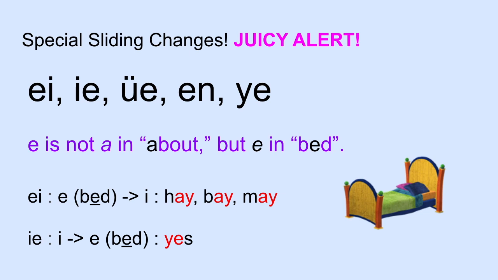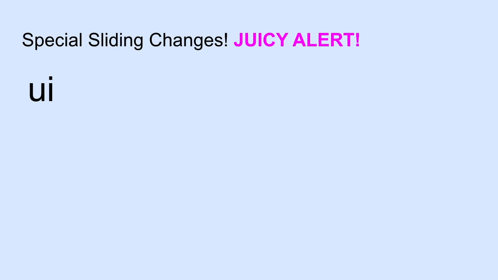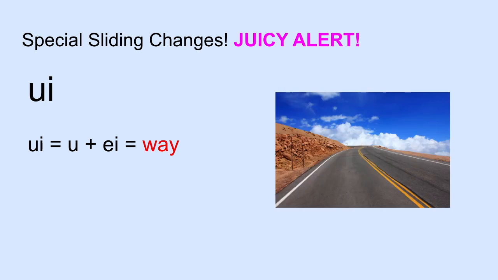And the second one, we have to slide from I to E, not to U, right? So we have ye, as in yes. You can do the rest the same way. Easy, right? Next one, we have UI. UI is actually pronounced as U plus A, so it's pronounced as English way. Let's try again. Way, way. Slide, right? Remember to slide.